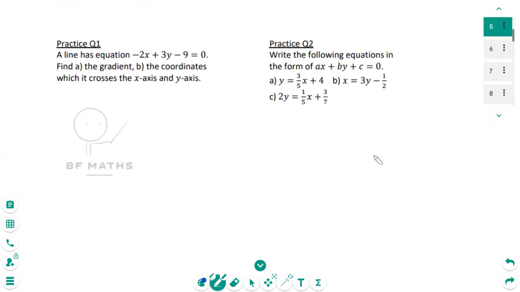So practice question 1 and 2. Pause the video, have a go at both questions. Question 1 is asking to find the gradient and the coordinates where it crosses the x and y axis. Practice question 2 is asking to change the format to ax plus by plus c. When you're ready for the answers for both questions, you can press play.